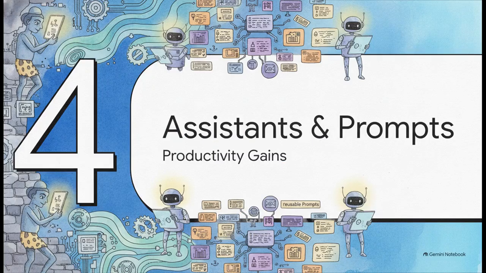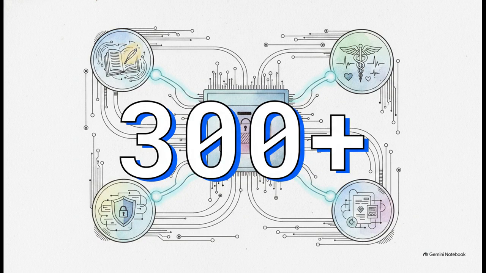All right, Part 4. Assistants and reusable prompts. Because look, going local first doesn't mean we have to step back into the stone age of workflow efficiency. Actually, it's quite the opposite. Cherry Studio ships with over 300 pre-tuned assistants right out of the box. This completely elevates it above your standard AI chat interface.